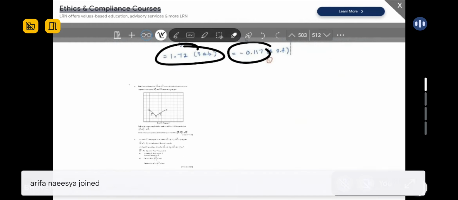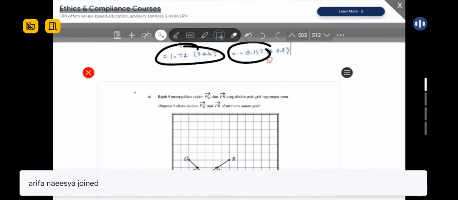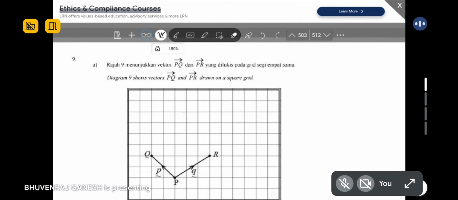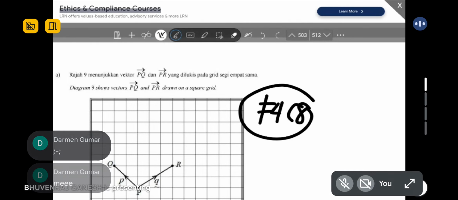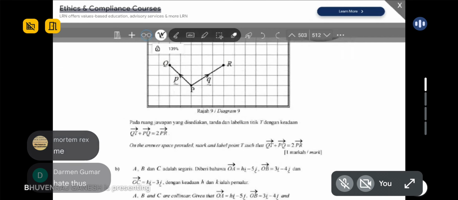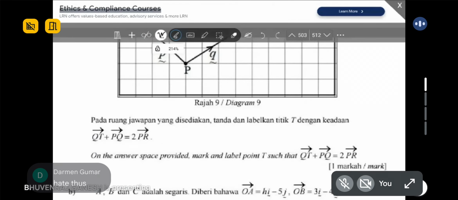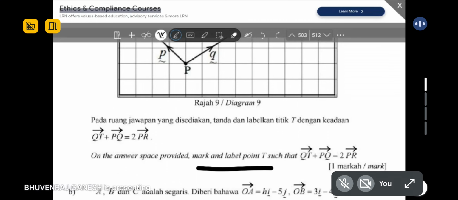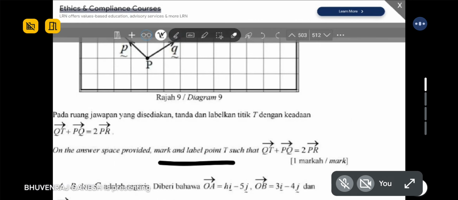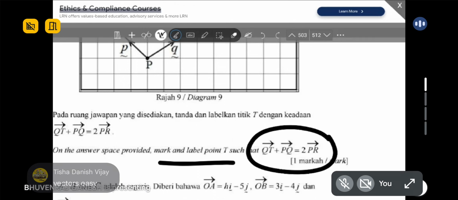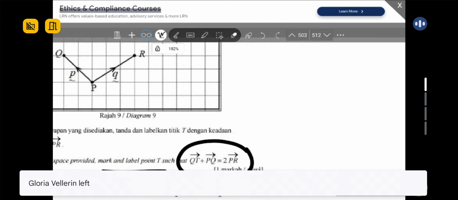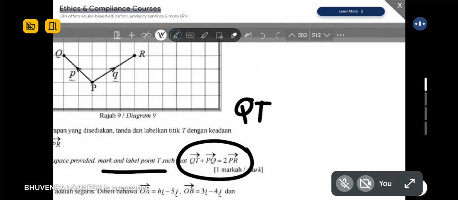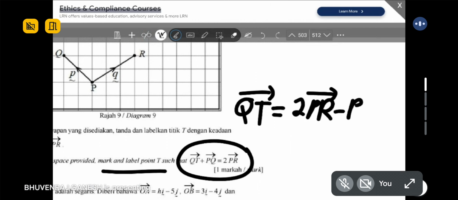So next one. Okay, so the next topic is vectors. Siapa tak suka vectors? Some people I know they don't like it. Form 4 chapter 8, this question. Important topic, guys. Important. Vectors. For this one, they ask you to mark and label point Y. Kamu kena label. So this is your equation, guys. Okay, so how to get point Y? You need to follow lah the equation. So QT is equal to 2PR minus PQ.